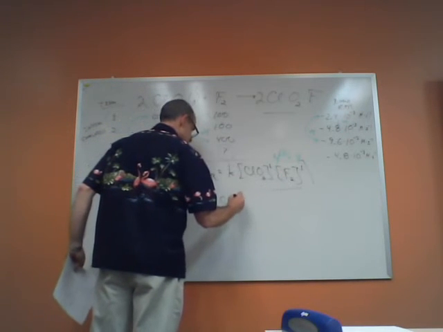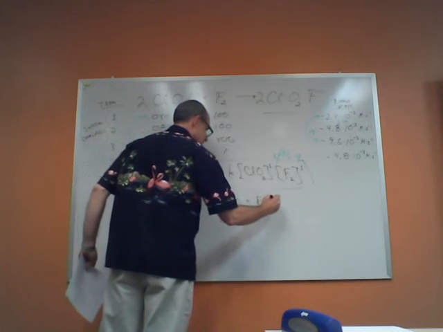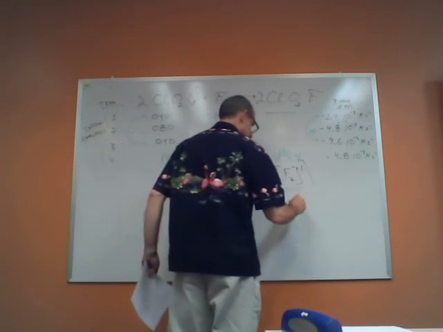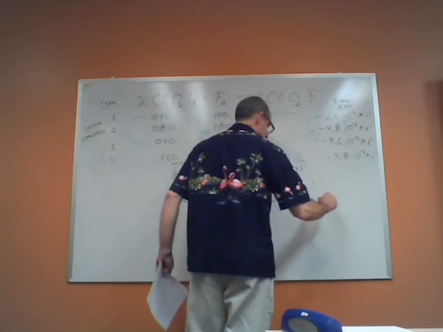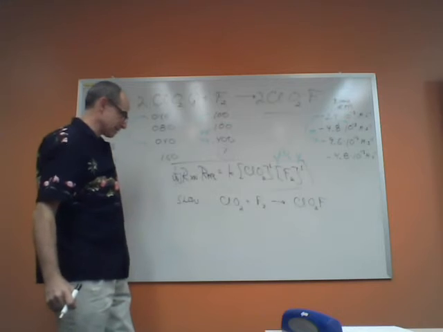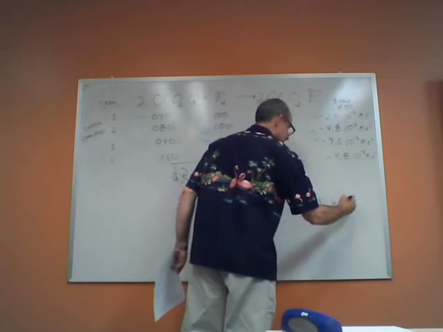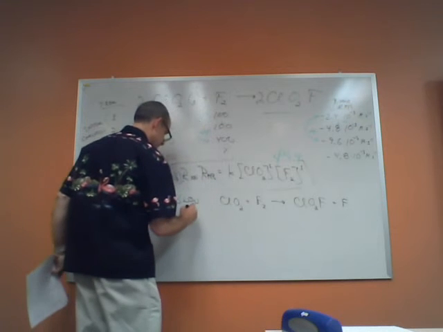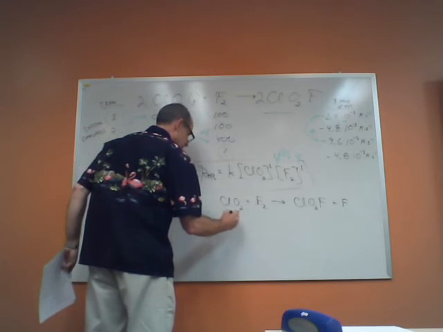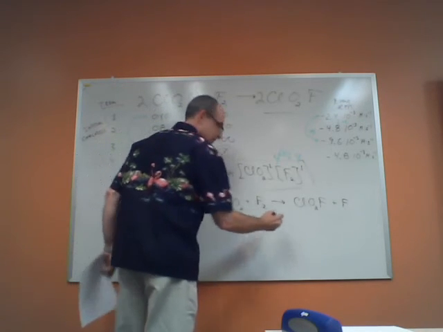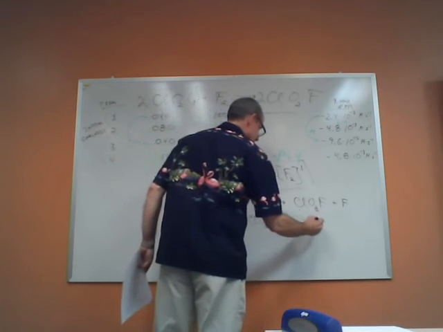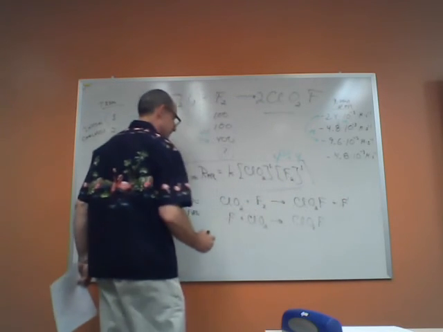So our slow step might be ClO2 reacting with F2 to form something, and that something might be, well, there are different ways to do this, but since I know I'm going to want to form 2 of those, let me get one of them out of the way and just form one product molecule, and that would leave me with a fluorine atom. And then in that second step, the fast step, I would take that fluorine atom and react it with another ClO2 to form another ClO2F, and there's my intermediate.